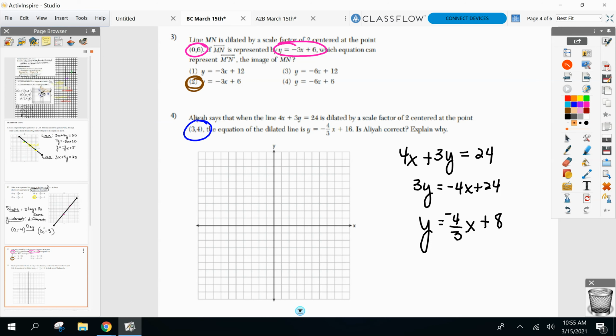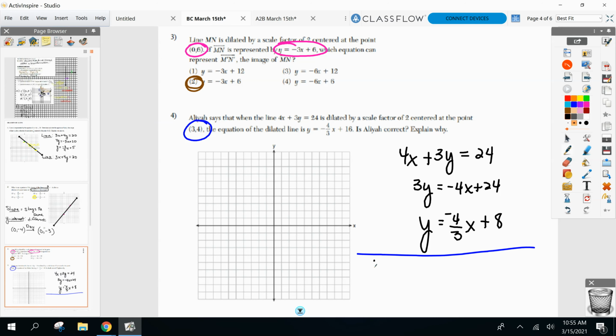It's on the line. All right, so Aaliyah, I am sorry there. Hate to break it to you, but that's not going to be the equation of the dilated line. Anybody see what she actually did? She didn't dilate around (3, 4). Where'd she dilate around? The origin, right? She kept the slope the same. She took 8, multiplied it by her scale factor of 2, and that's where she got her 16 from. Silly Aaliyah. That is only for if you dilate around the origin.